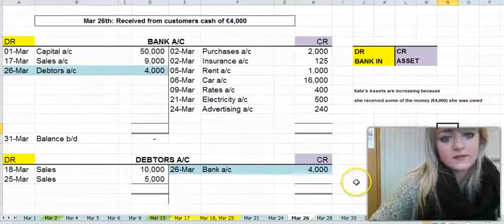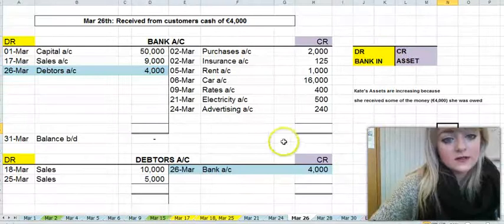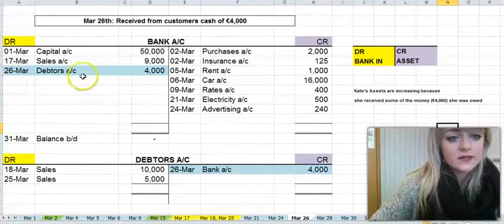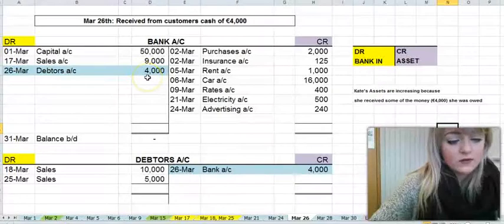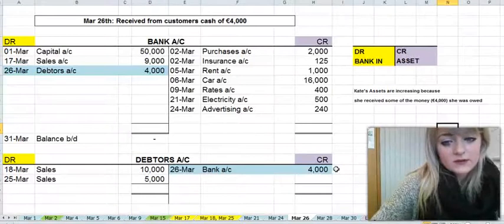Now on the 26th of March, Kate received from customers cash of €4,000. So she's received this cash, so it's gone into her bank account. So when money comes into the account, again, we debit it. On the 26th of March, money has come into the account, so we debit it with €4,000. And the corresponding credit entry. So we credit our assets always. So our debtor's account, €4,000. So, we debit our assets usually, but her assets are increasing because she's received some of this money that she has owed.